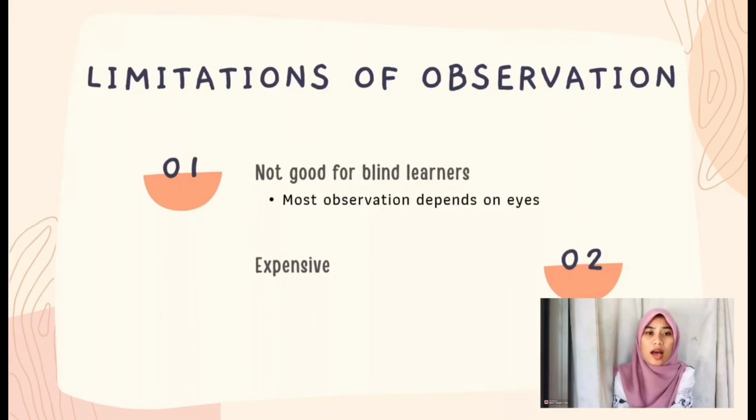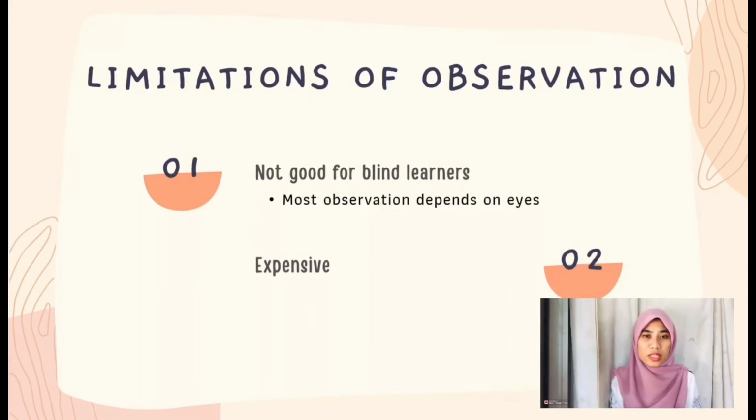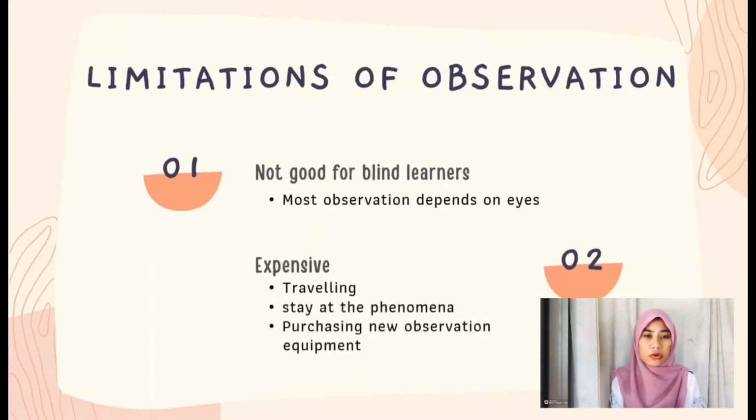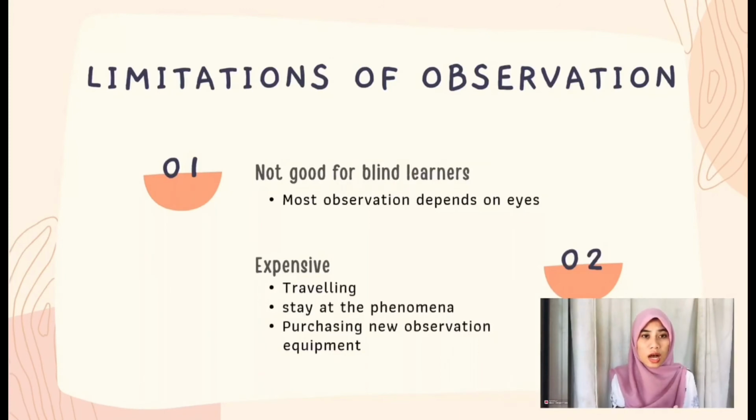Second is expensive. Observation is one of the most expensive methods to collect data because the observation process involves traveling, staying at the place of the phenomena, and purchasing advanced equipment. Besides requiring a high cost, it also takes a long time and demands a lot of effort.